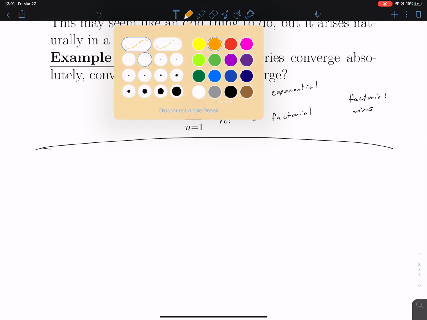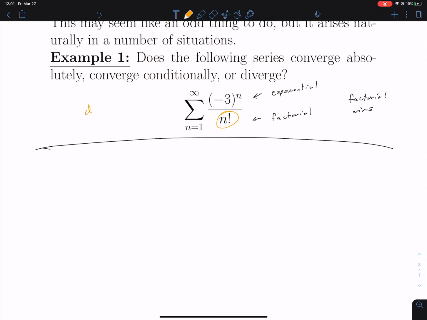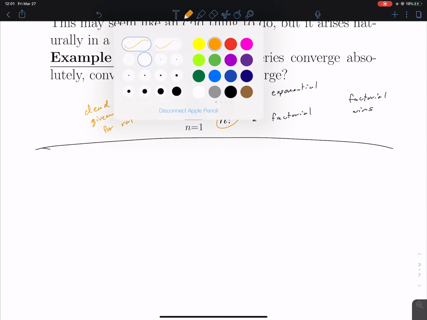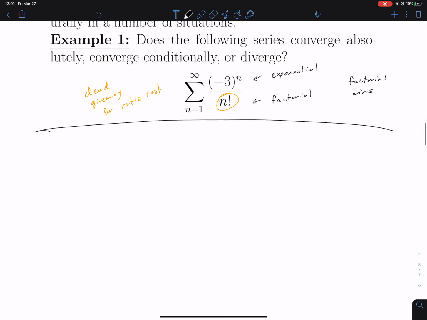By the way, a factorial is a dead giveaway for, I just wrote dead giveaway for ratio test. If you see a factorial, you should almost certainly be doing ratio test. Okay, so I have the limit as n goes to infinity of a_{n+1} over a_n. So this is like the limit as n goes to infinity of the next term over this term.